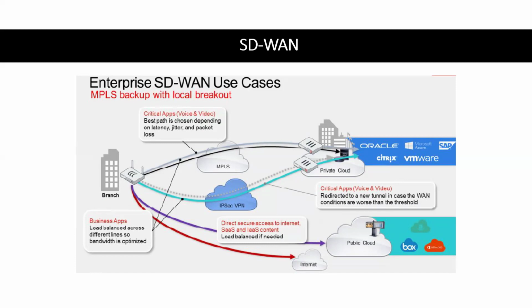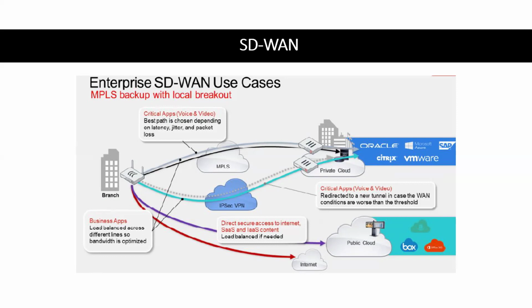While adding flexibility and redundancy, MPLS is being used to send business critical traffic, for example, voice and video, based on the best path with less delay, jitter, or packet loss. In case the current path degrades below policy threshold, business critical traffic will be rerouted to a new tunnel.